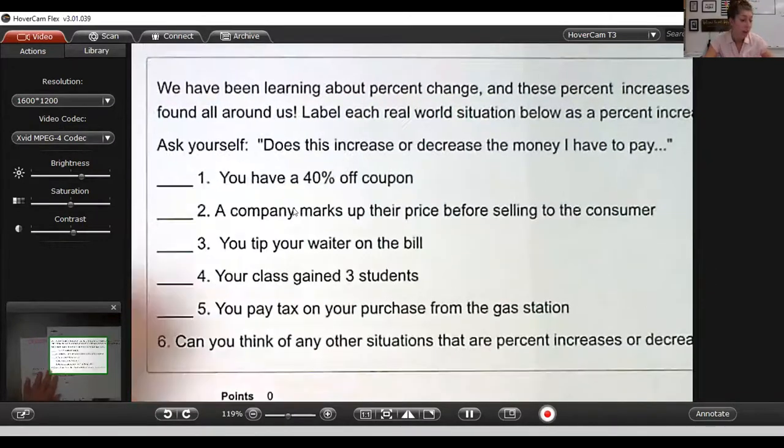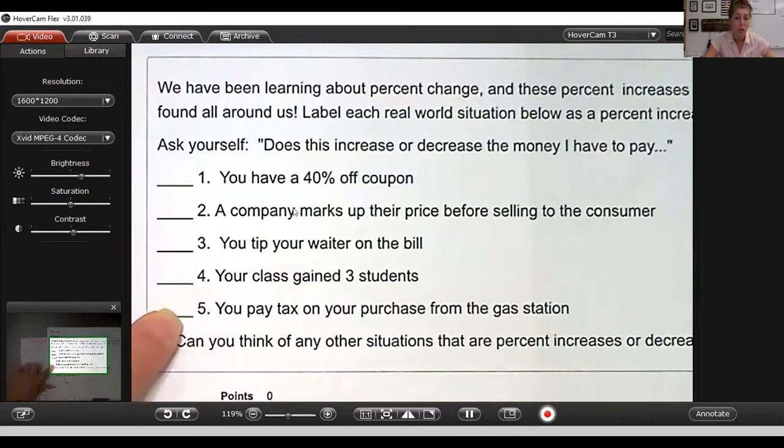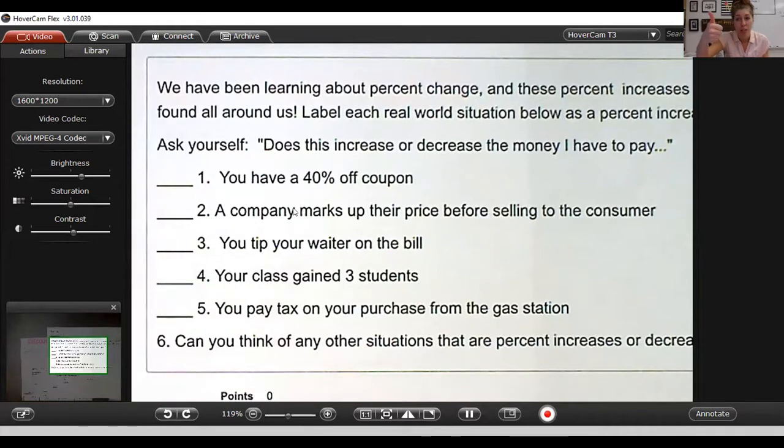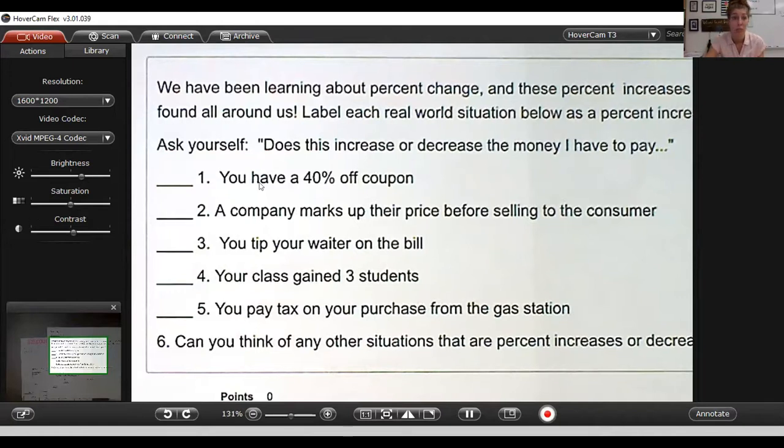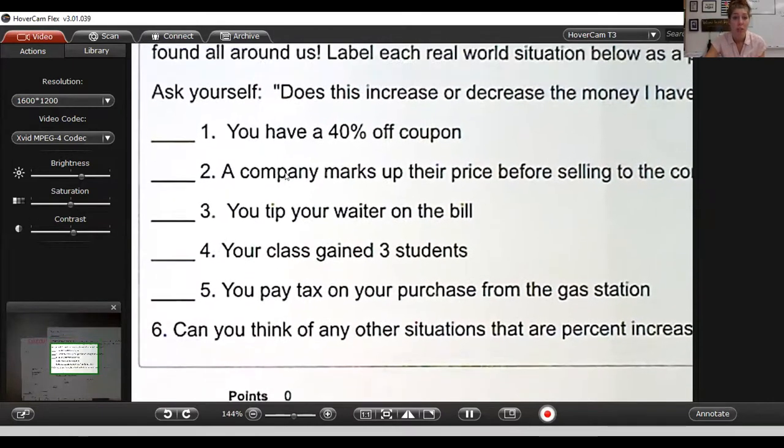So I've got 5 real world scenarios. And I just want you to think about, would this be an increase or a decrease to the money that you have to pay as a consumer, okay? If you have a 40% off coupon, what does that do to your total? Increase or decrease? Decrease.